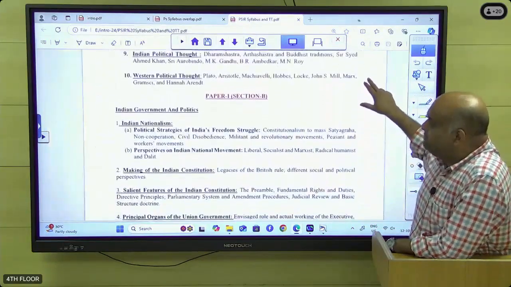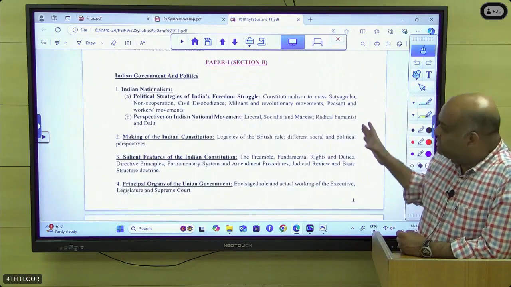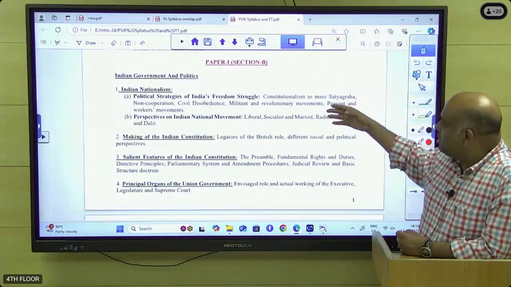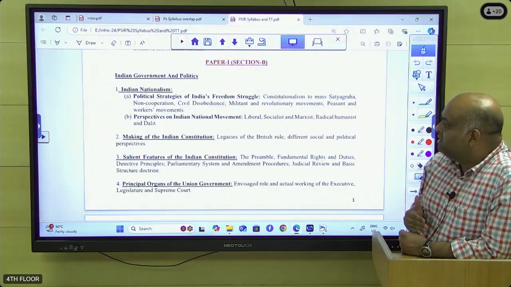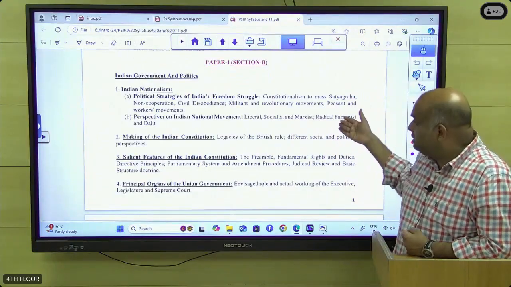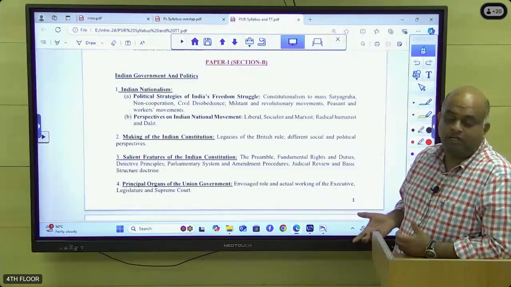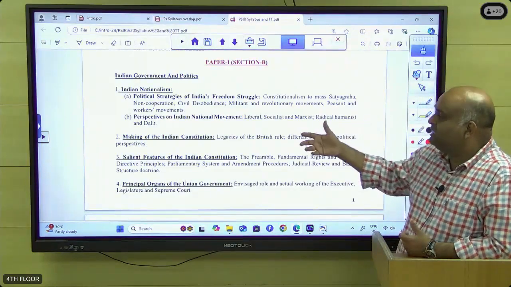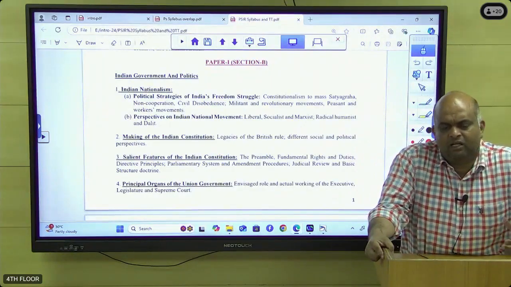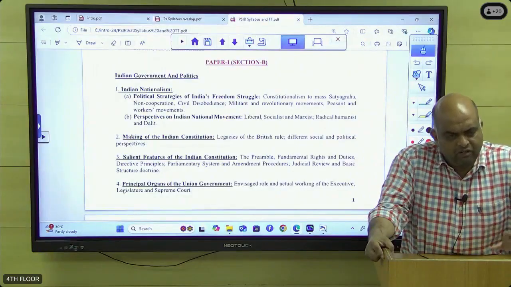And then Paper 1, Section B: chapter number 1 is modern history. The modern history you have in GS, same subject only. Political strategies from 1856 to freedom movements: constitutionalism to mass satyagraha, non-cooperation, civil disobedience, militant and revolutionary movements, peasant and workers movements. The same history part. The second is the perspective of different groups of people in India: the liberal perspective of the Indian freedom movement, socialist, Marxist, radical humanist, Dalit perspective. How these people viewed the Indian freedom movement, we'll be discussing. This is very, very interesting, and it completely overlaps with your GS, so you have to be very good in that.